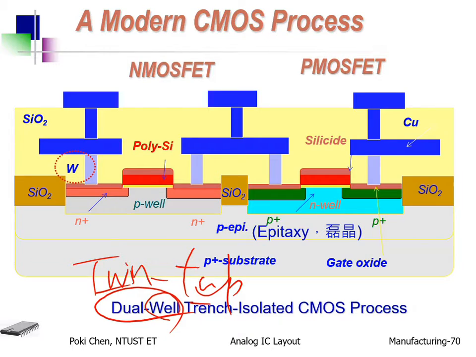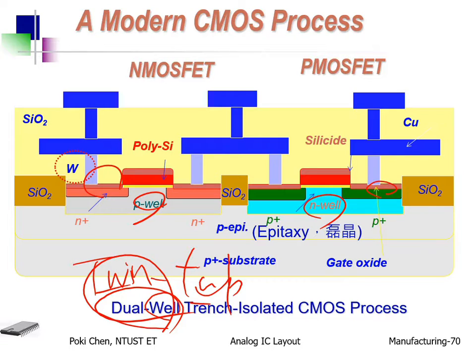Why would we like to have some kind of dual well, twin well process? Simply because you can see, this is NMOS in P well and PMOS in N well. Actually, if you would like, you can get rid of the so-called body effect.